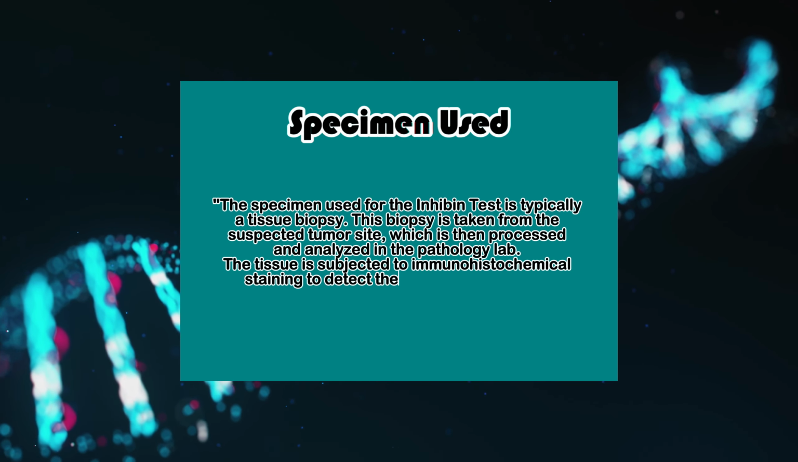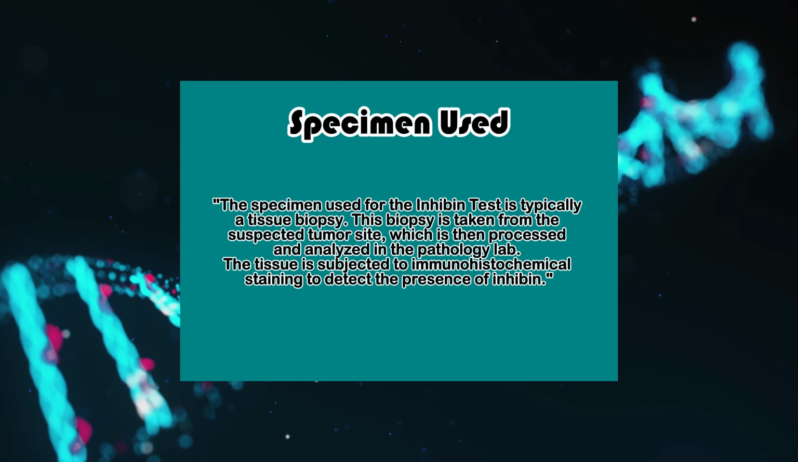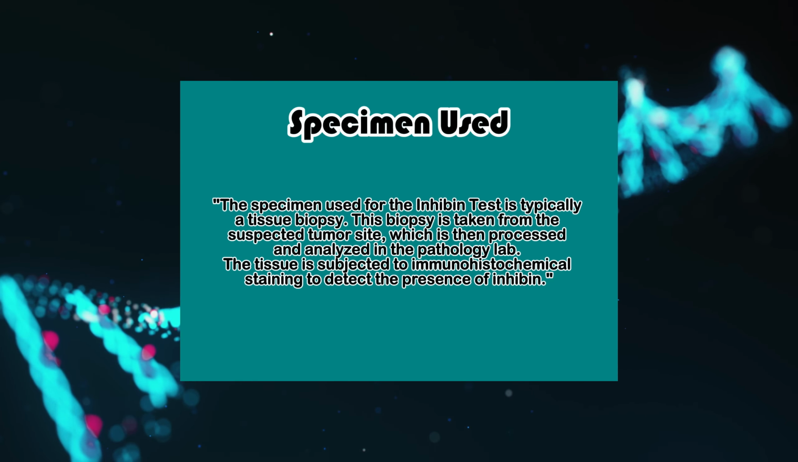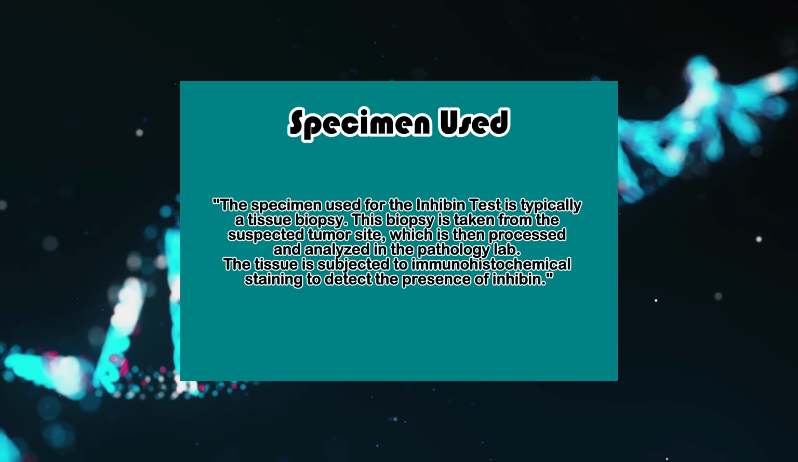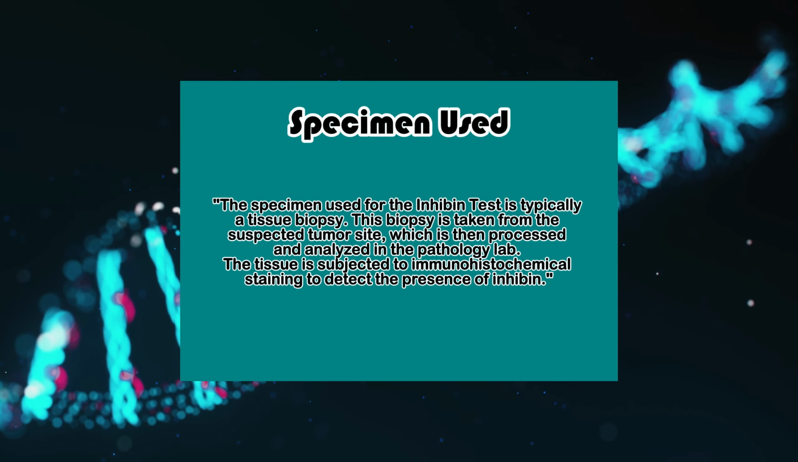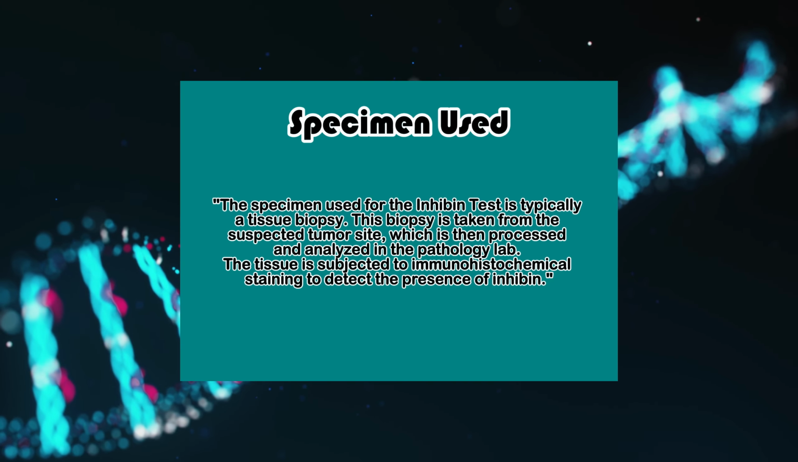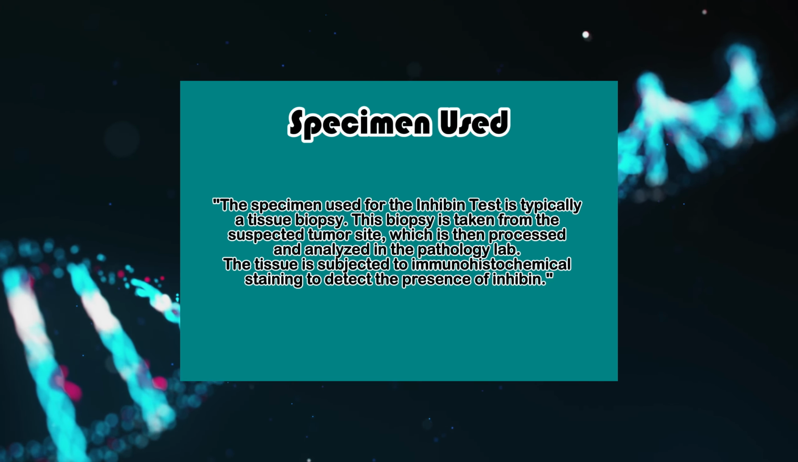Specimen used in the test. The specimen used for the Inhibin test is typically a tissue biopsy. This biopsy is taken from the suspected tumor site, which is then processed and analyzed in the pathology lab. The tissue is subjected to immunohistochemical staining to detect the presence of Inhibin.